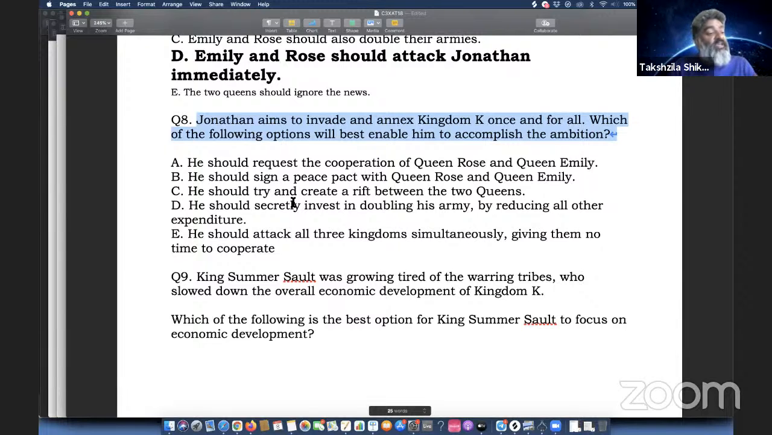A. So some people have A as answers. Great. So you guys are saying that he should request the cooperation of Queen Rose and Queen Emily, and then when he has won over the other warring tribe kingdom, he should then attack Queen Rose and Queen Emily. He should sign a peace pact with Queen Rose and Queen Emily.